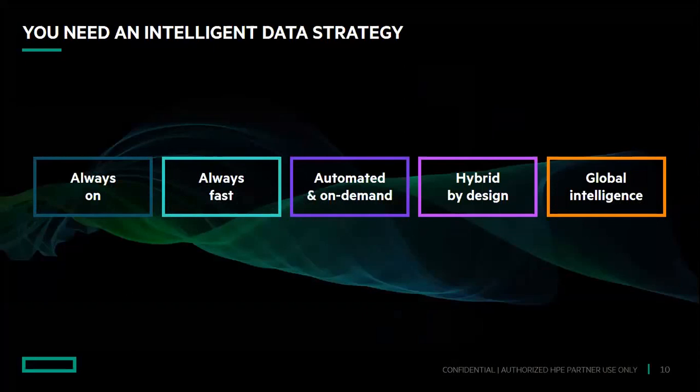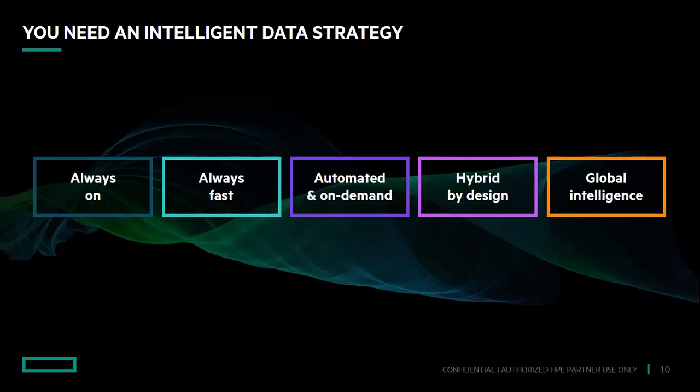So we want something called an intelligent data strategy for that. If we are ready for this artificial intelligence, we have to come up with some sort of strategy for how we are going to get the maximum out of it. It's there, and how are we going to make the most of it? We are talking about something which should be always on, always fast, automated, on demand, hybrid by design, and also support global intelligence.